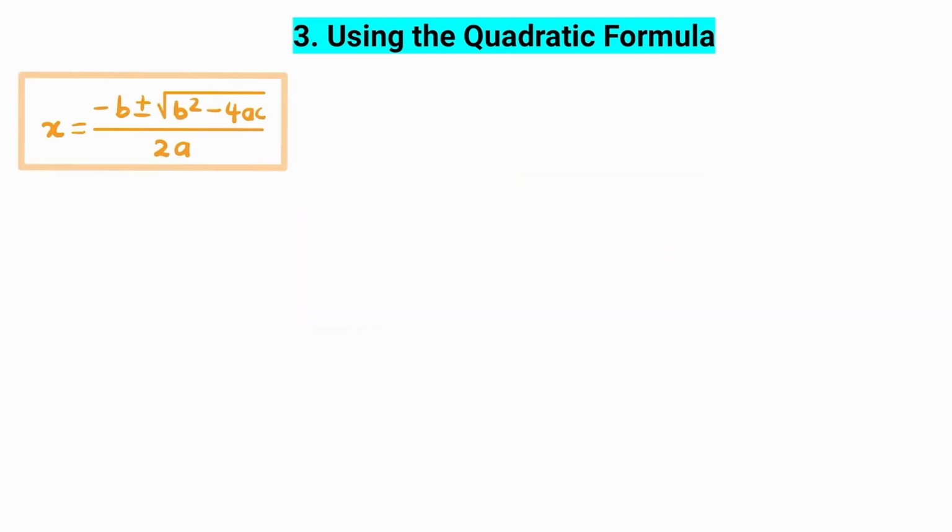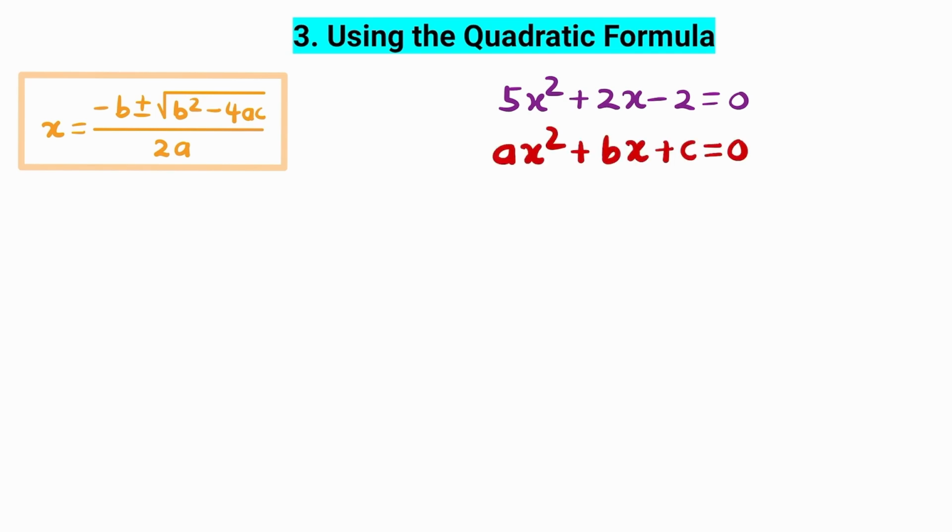Let's see how we can use the quadratic formula to solve quadratic equations by taking an example: 5x squared plus 2x minus 2 equal to 0. As we have discussed in the previous methods, a quadratic equation is in the form of ax squared plus bx plus c equal to 0. First of all, let's identify the a, b and c values here.